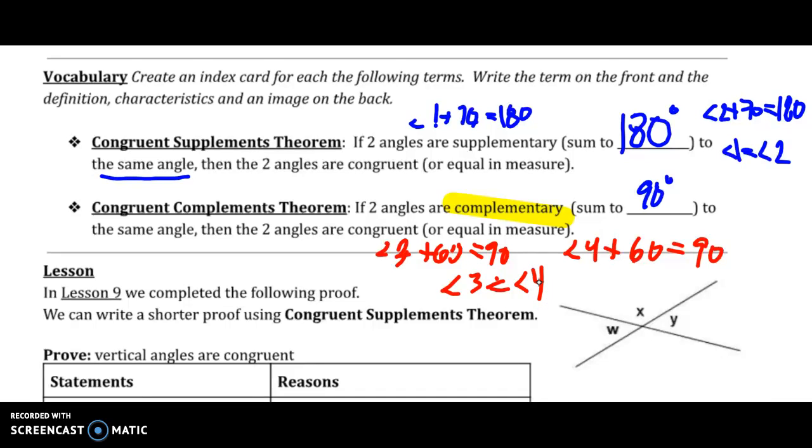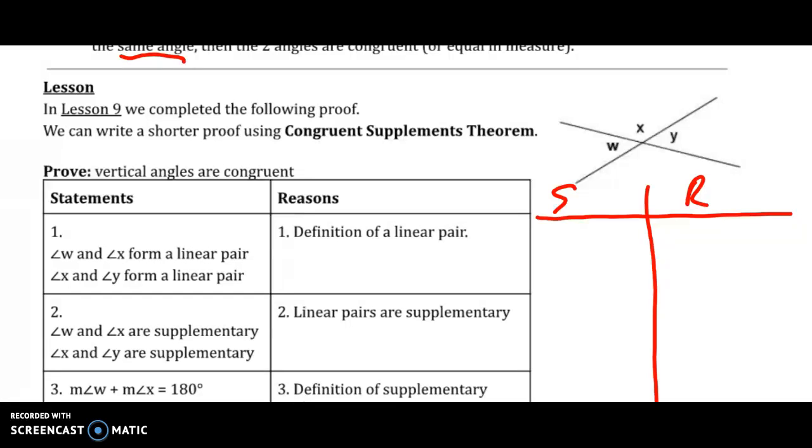So if we're adding two angles together and they're both complementary to the same angle, which would be the 60 degrees here, then we know that those two resulting angles are equal. That's what each of these theorems state. So in the first part of our lesson, we're going to apply the congruent supplements theorem.